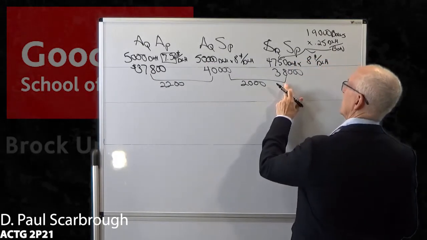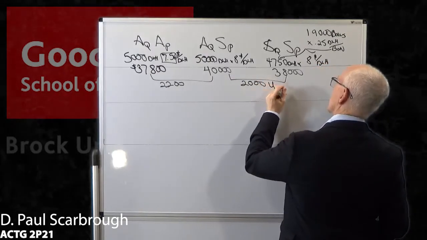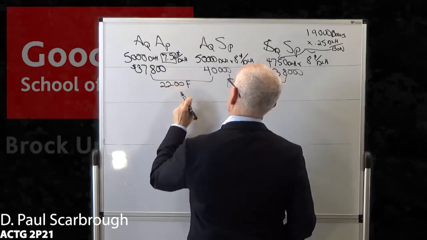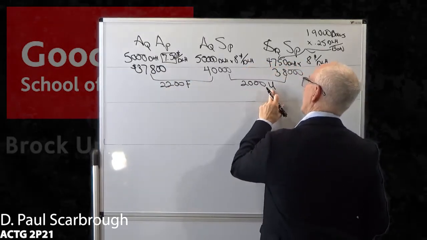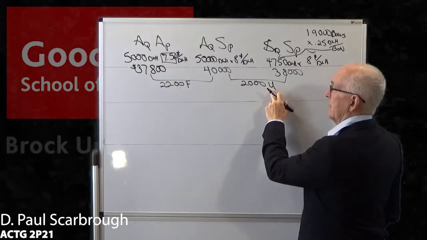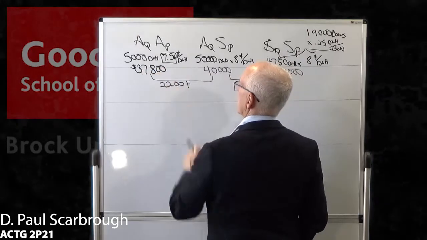The math logic is 3,800 minus 40. That's a negative number, so that means this is going to be F. 40 minus 38 is a positive number. That means that's going to be F. I said the word back here, it's going to be F, and I wrote down the U. The U is the correct answer. I should have said it's unfavorable. And this is favorable because this minus this is a positive number.